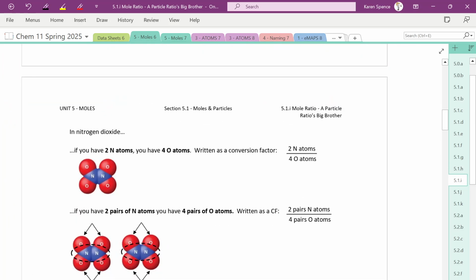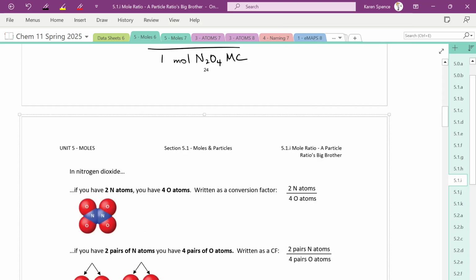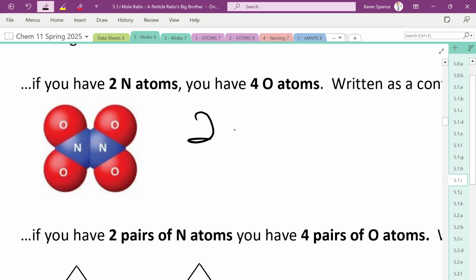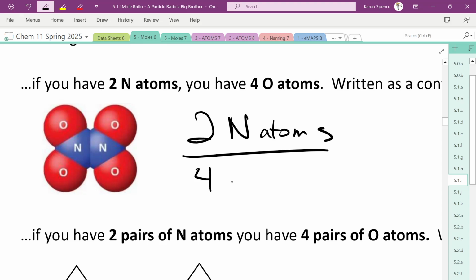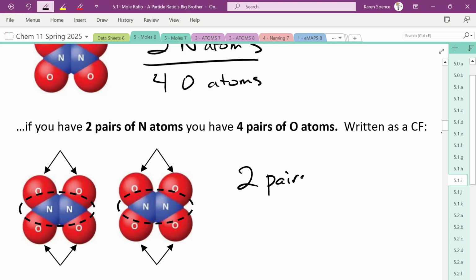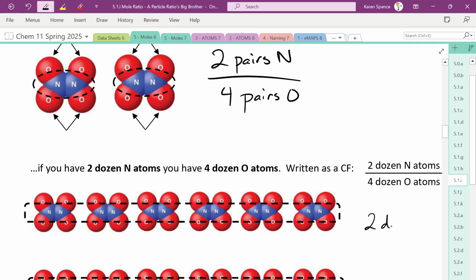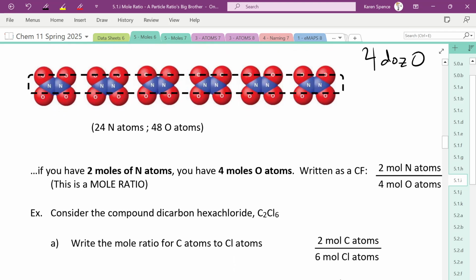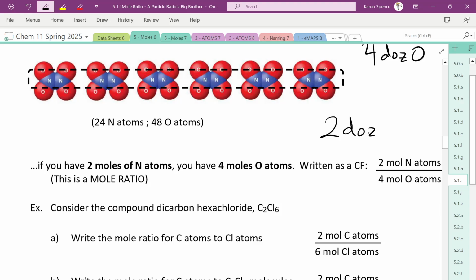So let's try another example here. If you have N2O4, there's 2 N atoms for 4 O atoms. If we did that in pairs, it would be 2 pairs of N atoms for every 4 pairs of O atoms. If we did dozens, that's 2 dozen N for every 4 dozen O. And that means for moles, it's going to be exactly the same. There's going to be 2 moles of N for every 4 moles of O.